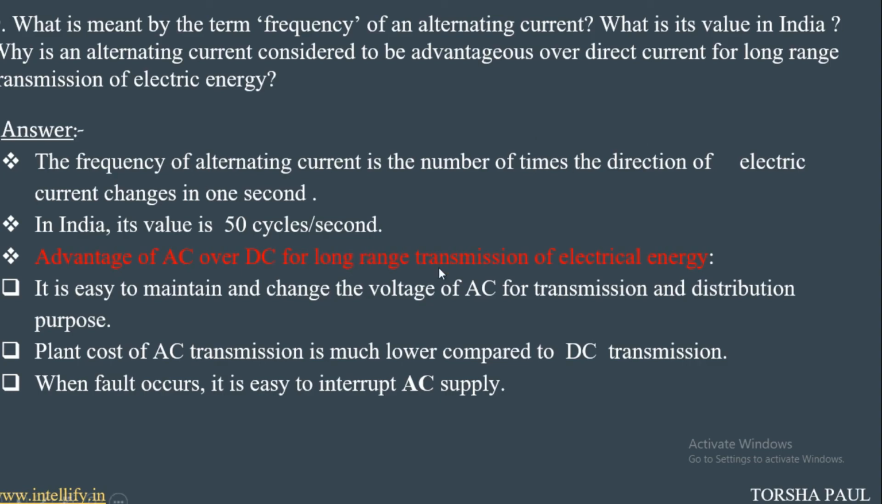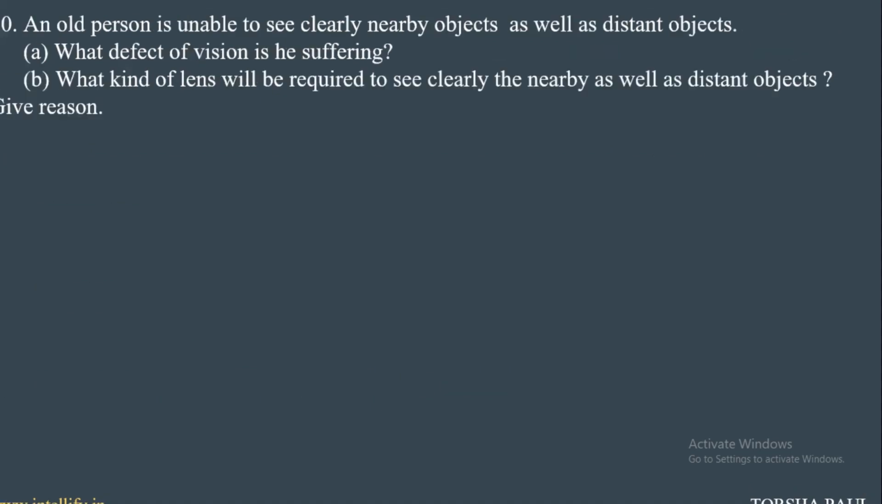Advantages of AC over DC for long range transmission of electrical energy: AC is easy to maintain and change the voltage of AC, okay, for transmission and distribution purposes. But in case of DC, it is not easy to change the voltage, okay. And the cost of AC transmission is lower than DC transmission. And when any fault occurs, it is easy to detect on AC supply, whereas on DC it is not easy to detect, okay. And last question.